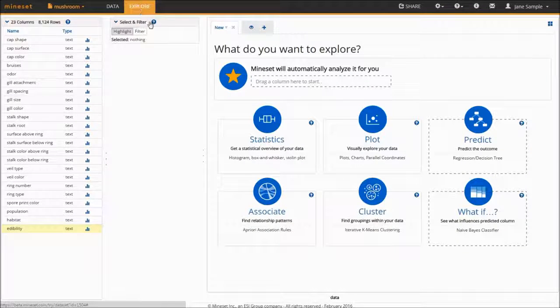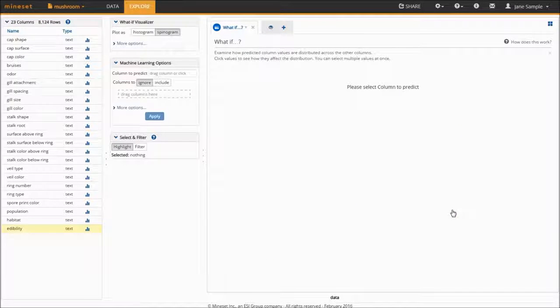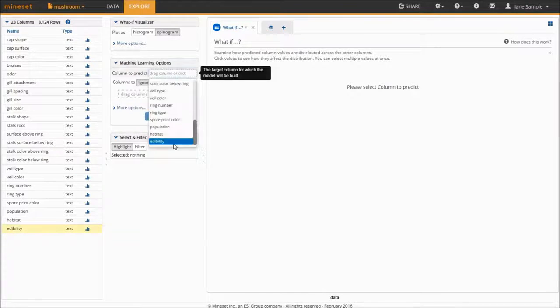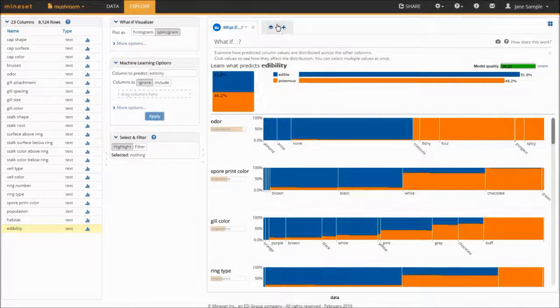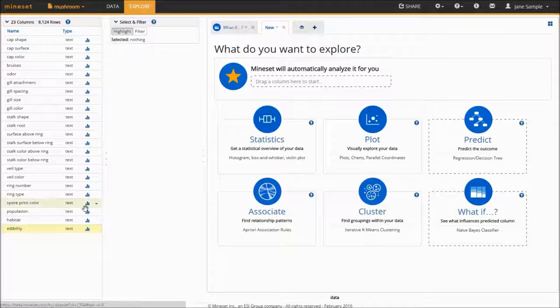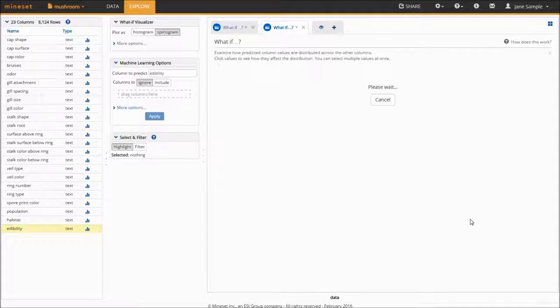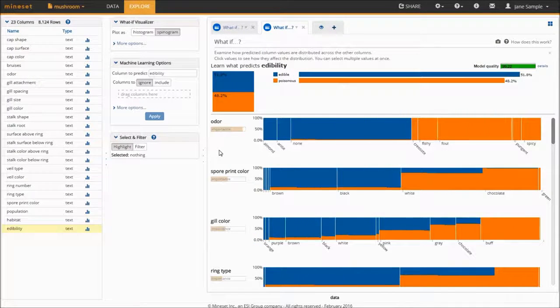What if is found in the card menu in the Explore tab and can be invoked either by clicking on the card and selecting a column of interest or by simply dragging the column onto a card. The way this algorithm works is by looking at each variable of the data separately and calculating the distribution of the target variable, in this case edibility, across different value ranges within the data.